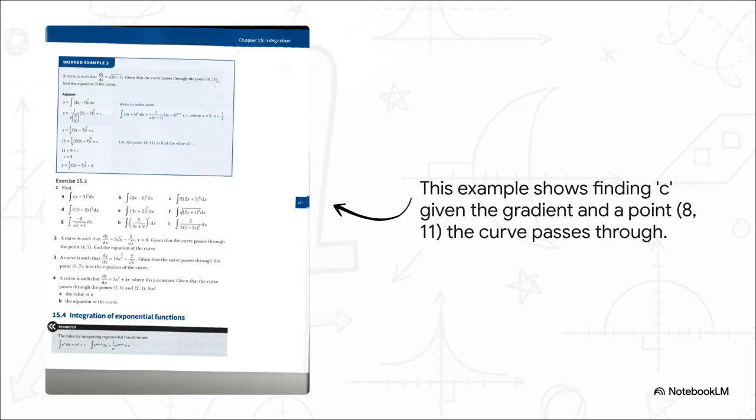Let's see this whole strategy in action. We're told the gradient is the square root of 2x minus 7, and that our curve passes through the point 8, 11. Okay, step 1. We integrate using our linear power rule to get the general equation. Step 2. We substitute our known point. So, 11 goes in for y and 8 goes in for x. Now all that's left is a bit of algebra to solve for c, which in this case turns out to be 2. And just like that, we've gone from a whole family of curves to the one specific equation we were looking for all along.